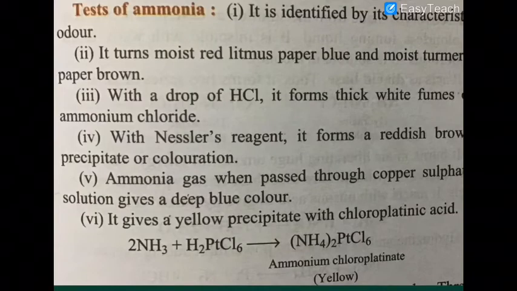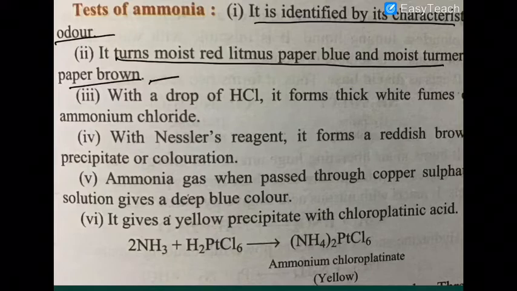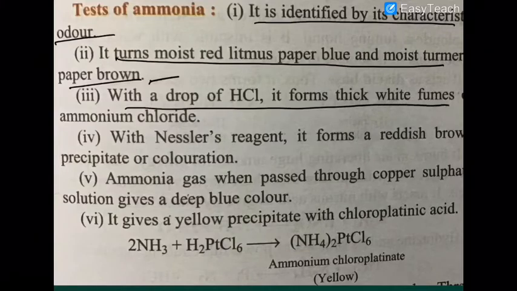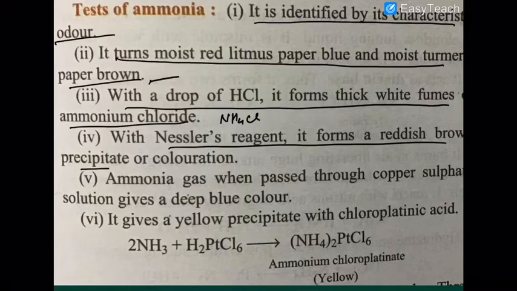Now what are the tests of ammonia? The various tests of ammonia are, it is identified with its characteristic ammonia odor. It turns red litmus blue, showing its basic nature. And moist turmeric paper brown. A drop of HCl forms thick white fumes due to the formation of ammonium chloride. With Nessler reagent, it forms a reddish brown precipitate.